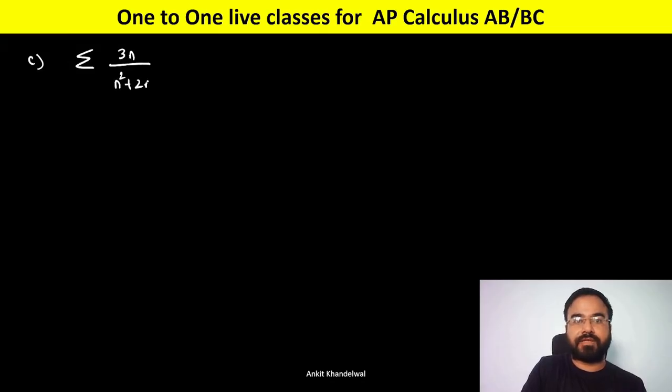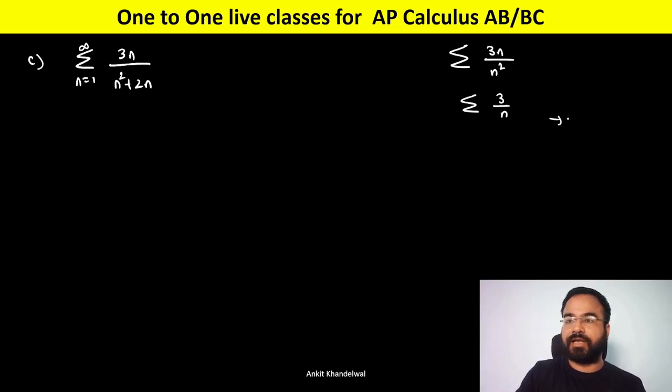3n upon n square plus 2n. Here also we can use the limit comparison test. So an we already know. Let bn I am taking as 3n upon the same thing, 3n upon n square, which will be 3 upon n, and again it diverges by p series just like in the previous one.